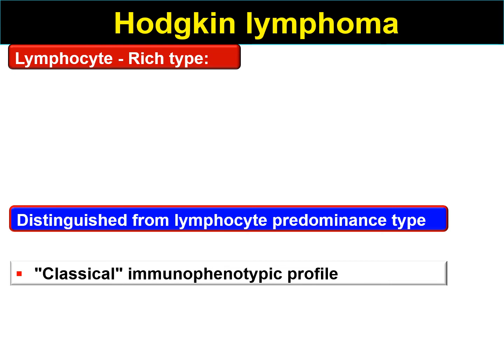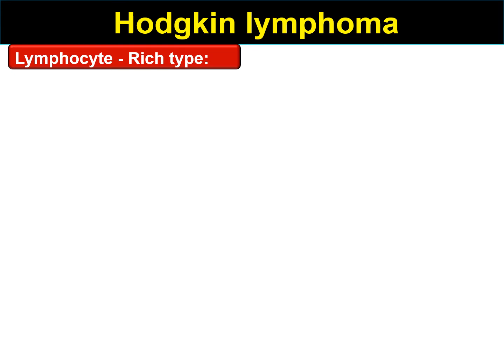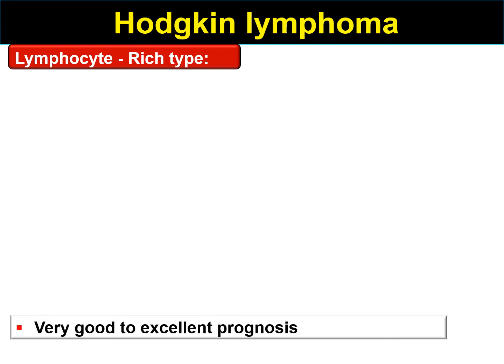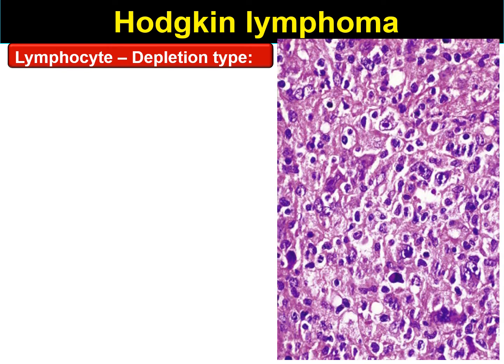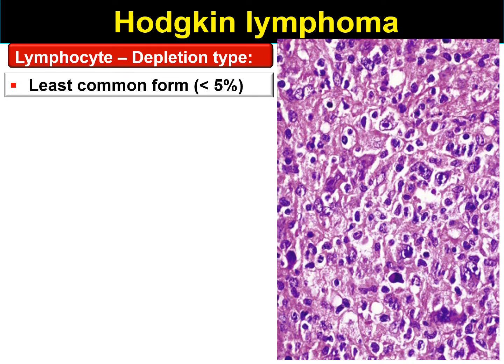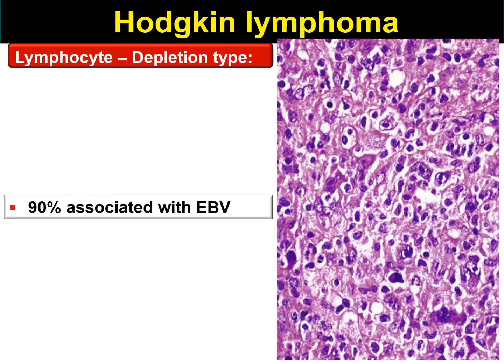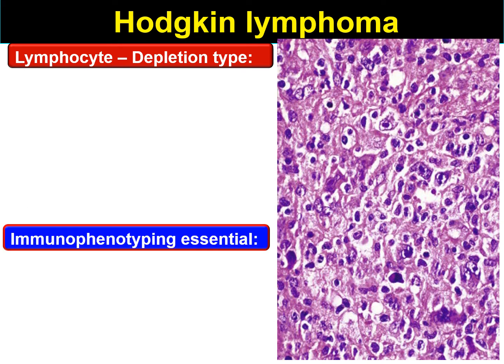The immunohistochemical profile of this lymphocyte-rich type is of the classical variety, and it is associated with Epstein-Barr virus in 40% of the cases, and the prognosis is very good to excellent. The lymphocyte depletion type is the least common variety, found in less than 5% of the cases. There is an absence of lymphocytes with an abundance of Reed-Sternberg cells or their pleomorphic variants. The immunoprofile is of the classical variety, and more than 90% of the cases are associated with Epstein-Barr virus.